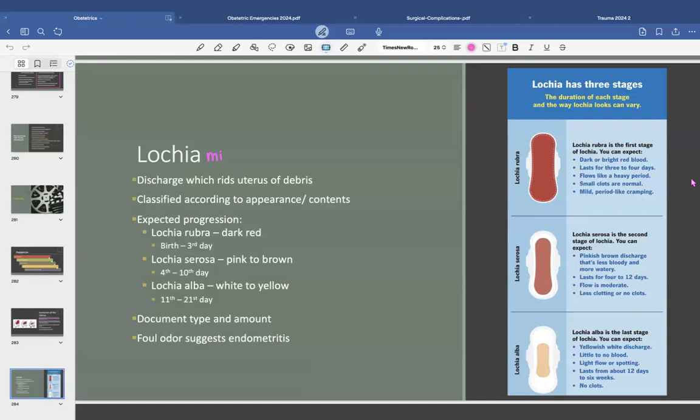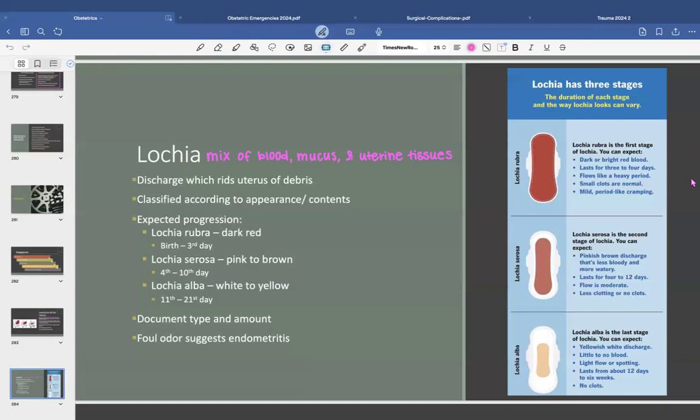I remember seeing lochia in my OB rotation in the United States, not the one in Swaziland. But I don't remember the smell. Some people describe it as a stale, musty odor, kind of an earthy type of smell. If it's foul smelling, like different, that is not a good sign. That's endometritis, or inflammation or infection of the endometrium, the lining of the uterus.